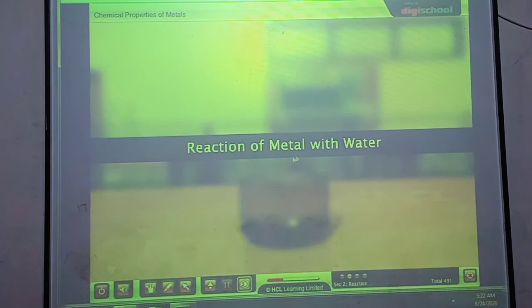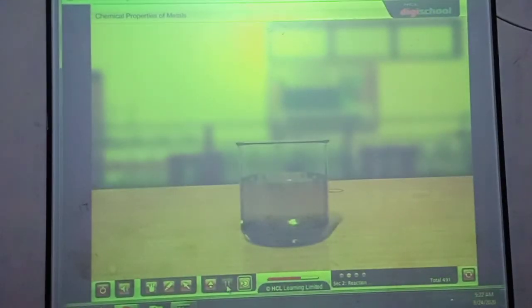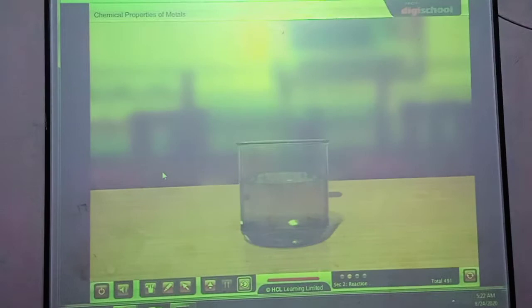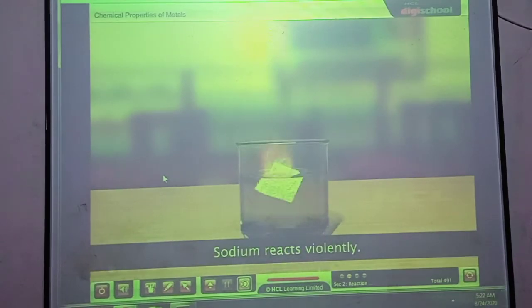Next come reactions of metal with water. Let's consider gold first. Drop the gold ring into the water. Nothing occurs. Let's drop a piece of sodium metal.